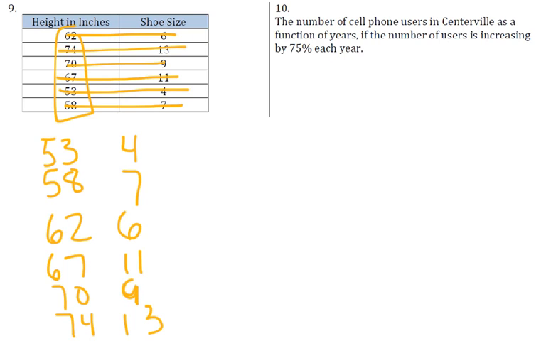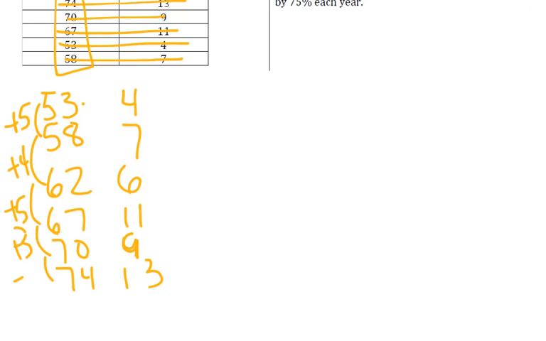Okay, this would be adding 5, adding 4, adding 5, adding 3, adding 4. Oops, wrong button. Too close there. There we go. Okay, so it doesn't look like my intervals are even the same. But then, let's see, we're adding 3, subtracting 1, adding 5, subtracting 2, adding 4.